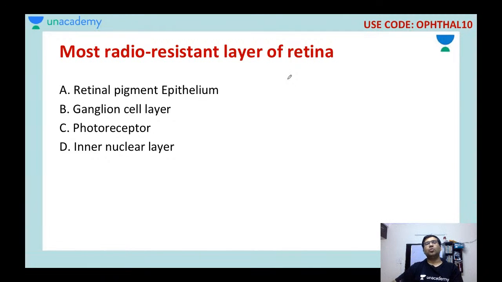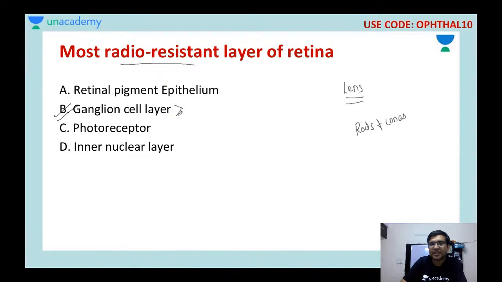So if they ask the most radiosensitive part of the eye, the most radiosensitive part of the eye is the lens. If they ask the most radiosensitive part of the retina, it is the photoreceptors, rods and cones. The most radio-resistant part of the retina is the ganglion cell layer. And after the ganglion cell layer, the next most radio-resistant part of the retina is the retinal pigment epithelium. Okay, so the answer here is B followed by A.